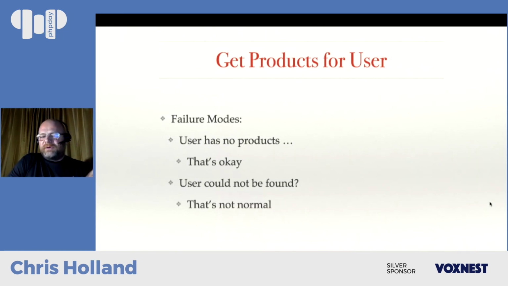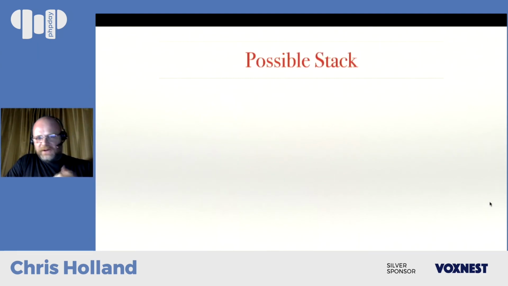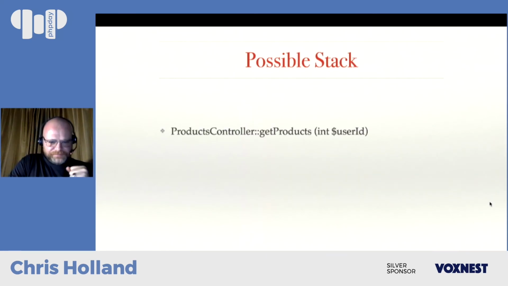Now that's not normal. That means somebody is calling your API endpoint that says give me products for this user, and they passed a user ID that does not exist anywhere in our database. So the user could not be found. The user does not exist. I'd like you to keep these two error conditions in mind for now, and let's look at a possible architectural stack to deliver this feature.